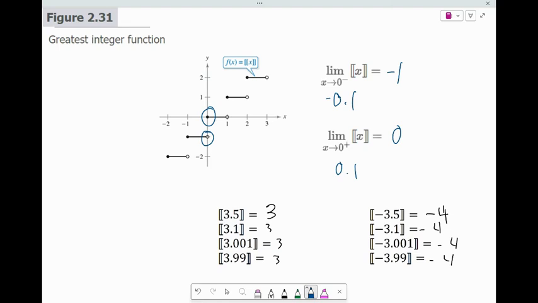So this is another sort of common example. It's not something that you usually have to worry about on tests and quizzes, the greatest integer function, but it does create a nice example of a piecewise defined function that has limits that are different from the left and the right, in this case at every integer.